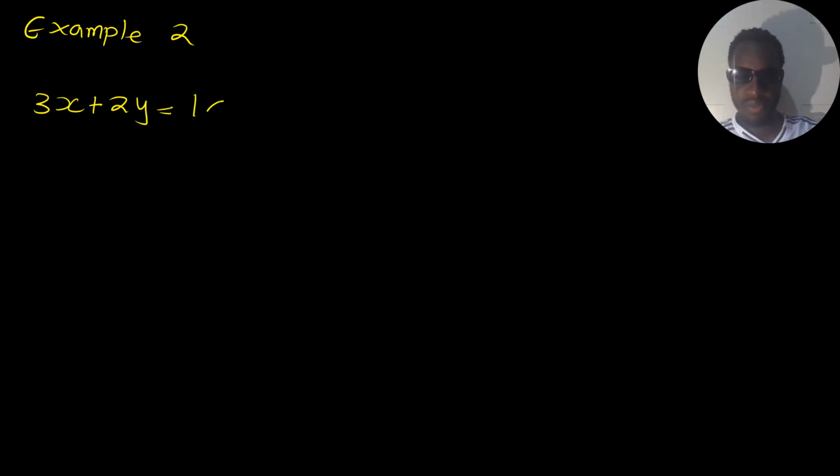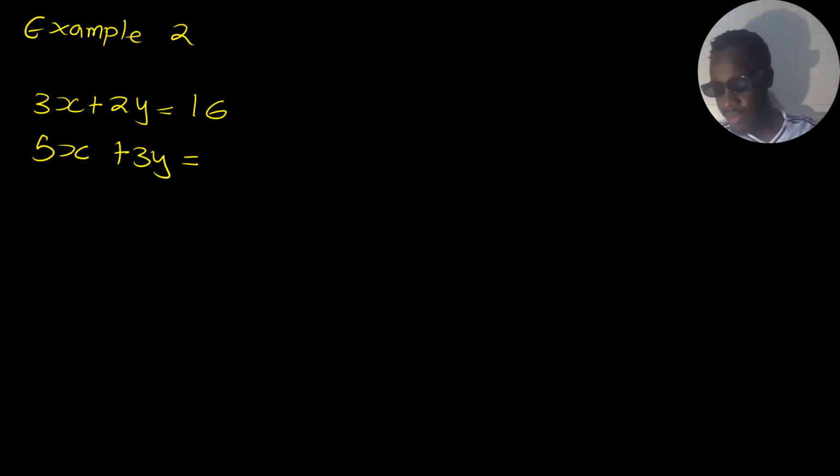On to our second example, 3x plus 2y is equal to 16, and 5x plus 3y is equal to 27.